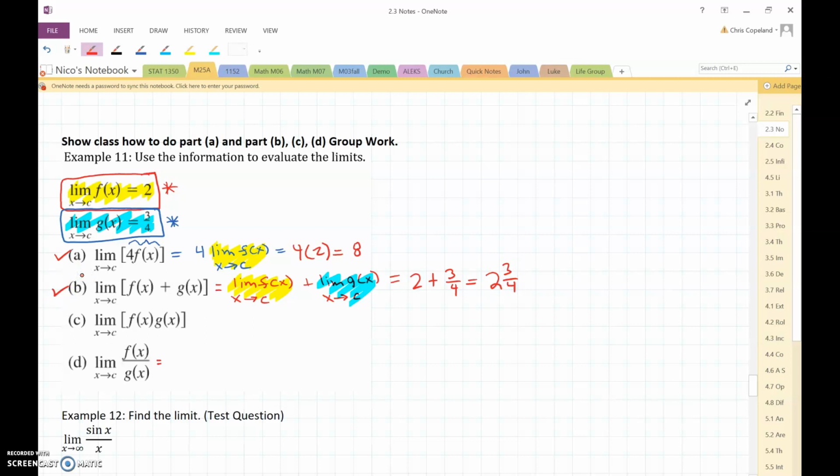Part C, very similar to part B. We can break this up as the limit of f of x as x approaches c times the limit of g of x as x approaches c. So we know the first limit is equal to 2. We know the second limit is equal to 3/4. So if you multiply these together, you're going to get 3/2.